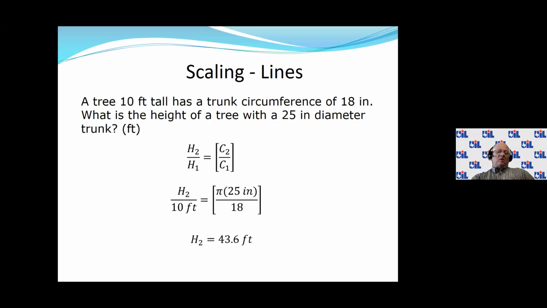Again, the nice part about this is I don't have to make any assumptions about what the tree trunk shape is. As long as they have the same shape, I can work these problems. In some cases, maybe more than others, sometimes it's kind of a stretch whether the two shapes are actually identical, and we'll see that as we go through today. But in this case, you can sort of assume that a tree that's 10 feet tall, a tree that's 43 feet tall, we can certainly make an assumption that they have nominally the same shape.